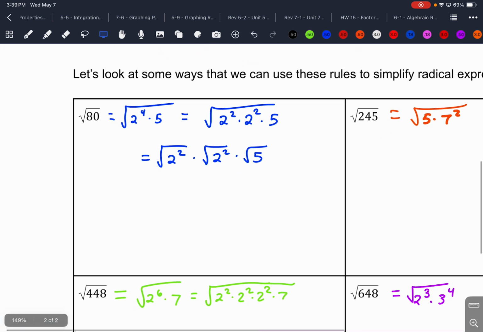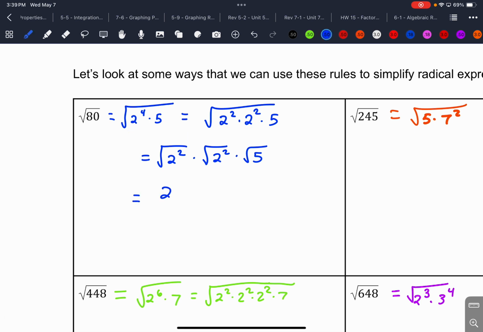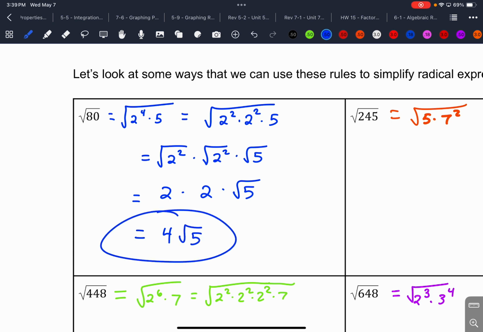So when I think of this, there's 4 2's. Each pair is going to get its own square root. And so what does this do? 2 times 2. The square root of 5 stays in there. And that is 4 times the square root of 5. Okay?